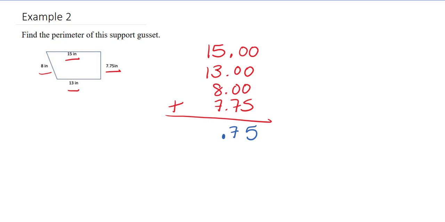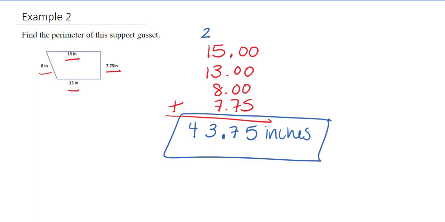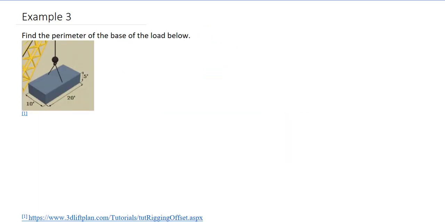We have 5 plus 3, so that's 8, plus another 8, so that's 16, plus 7, which would be 23. So we put the 3 below, and we carry the 2, because we have 20, to the 10 spot. So now we have 2 plus 1, so that's 4. So we have 43.75 inches, and that would be the perimeter of this support gusset. So now let's find another example.